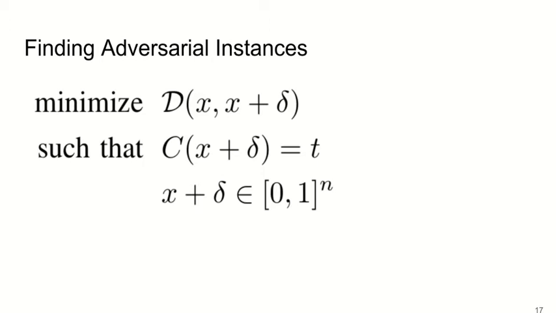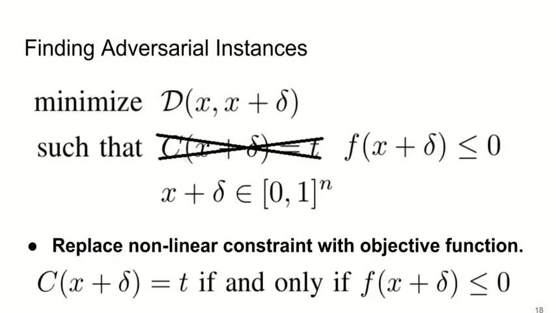First thing we're going to do is to replace C(x + delta) = t with an objective function f. And this objective function has to satisfy that C(x + delta) = t if and only if the output of this objective function on the perturbed image, so x + delta, is less or equal to 0.